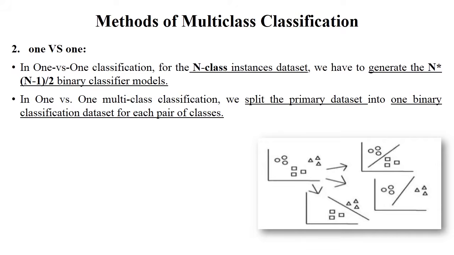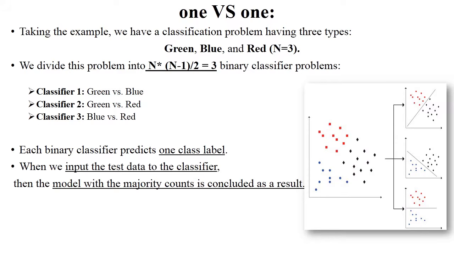Let's see one example. Okay. Now see here, this is an example of one versus one. Suppose there are three classes, green, blue and red. So n equals 3. And what is the formula in one versus one? n into n minus 1 divided by 2. Means 3 into 3 minus 1 divided by 2, and the answer is 3. Right? So a total of 3 classifiers are generated, and these 3 classifiers are for pairs of classes. For example, green versus blue, green versus red and blue versus red. In this way, there are pairs of classes.